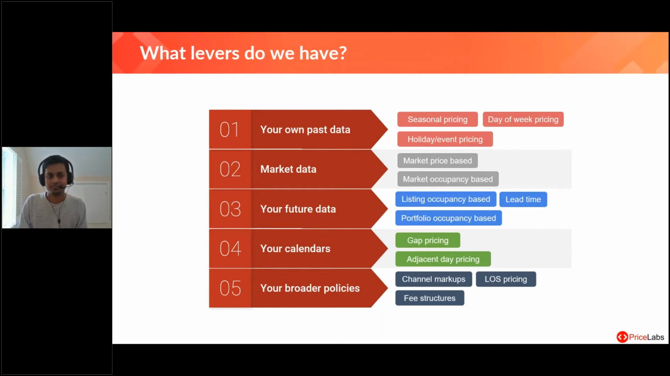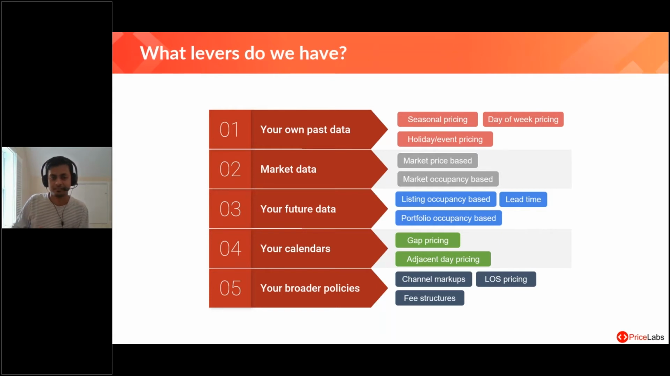Your own future data is something that you can look at to figure out where to make tweaks and where to make adjustments. So maybe out of all your listings, 2 of them are not getting well occupied. So, hey, I need to focus on these and adjust prices. Maybe in all your future dates in your entire portfolio, there are some dates that are just completely getting booked up. Maybe you didn't increase the prices enough. Then the portfolio occupancy based data will tell you about that kind of a thing.